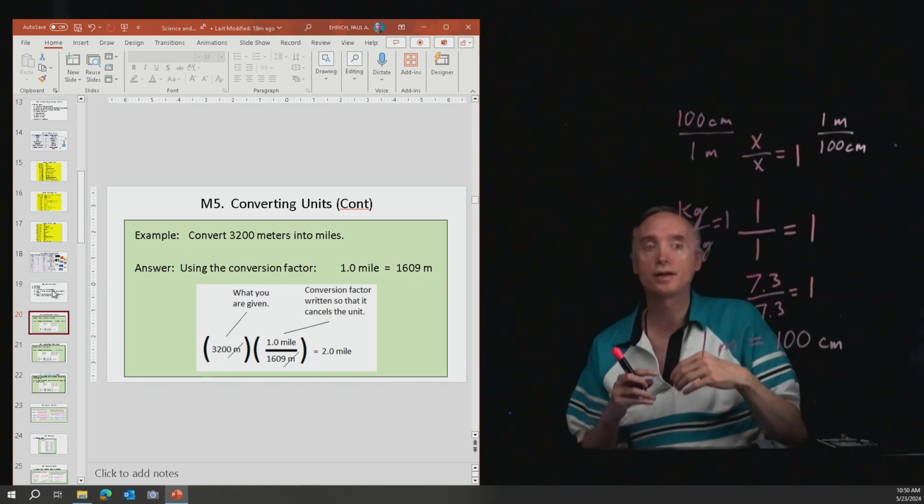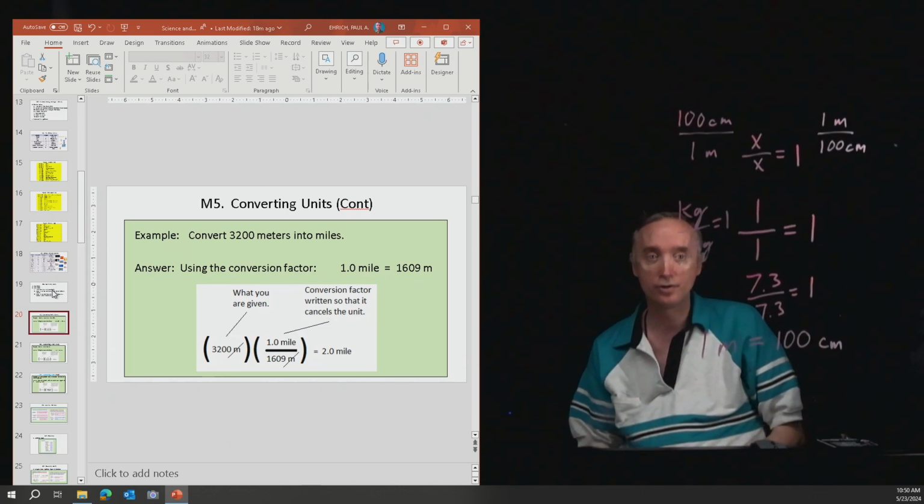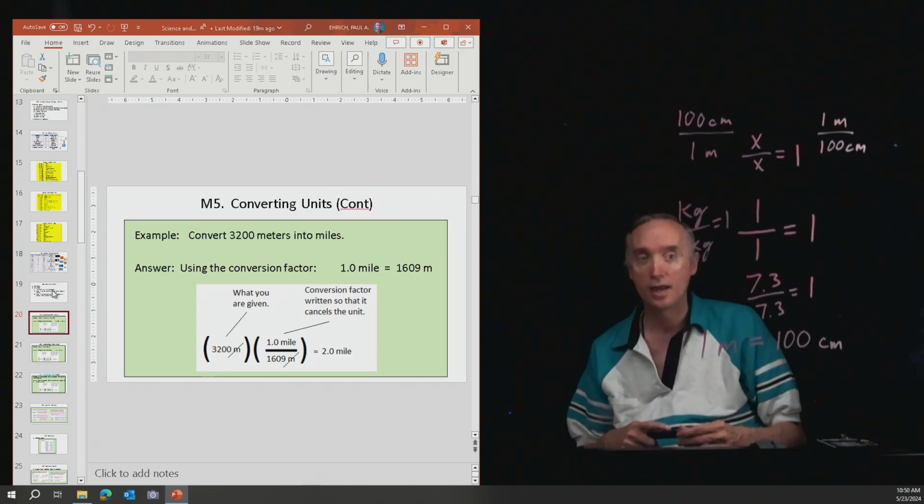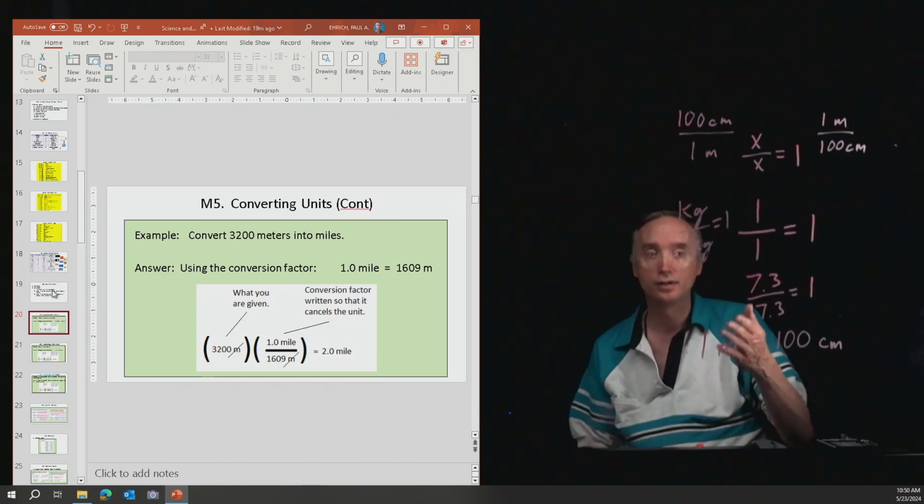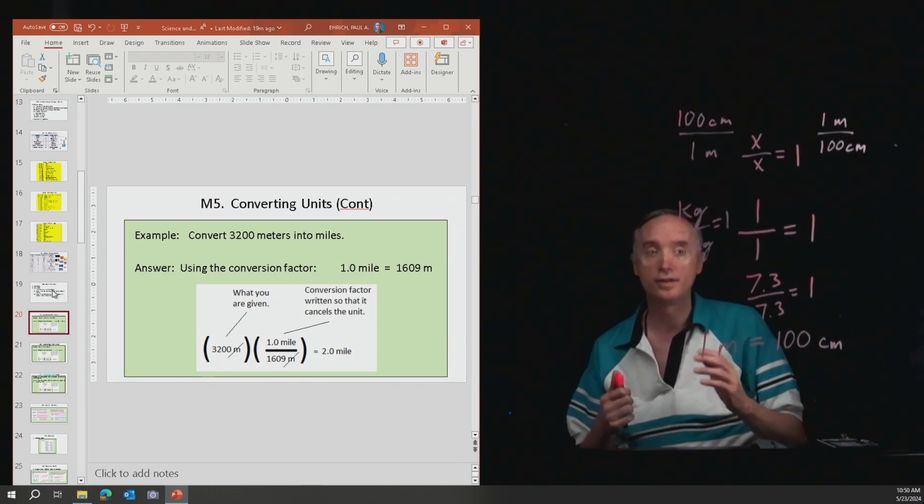Now I go to my conversion factor, and I notice that right next to the word meter was the number 1,609, so I'm going to put that number in there. And next to the word mile was 1, so I'm going to put a 1 there. Now I know that the units are going to cancel out. With your calculator, all you have to do is take 3,200 and divide that by 1,609, and that's going to give you your answer.